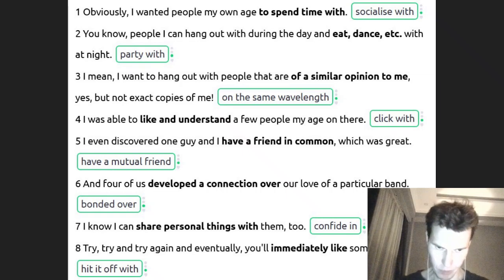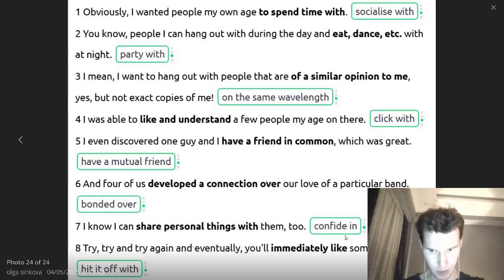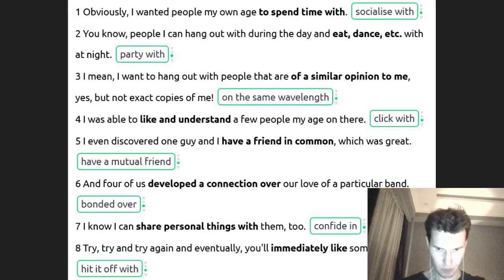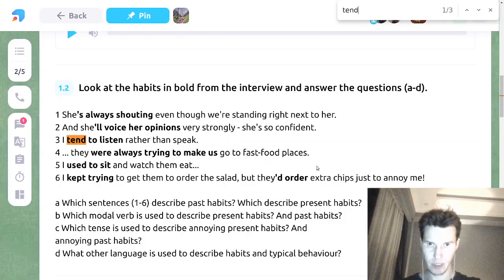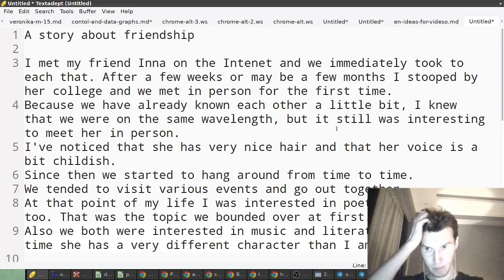No, it's about trust, I believe. I'm thinking about this: confide in. I know I can share personal things with them to have a mutual friend. Oh, by the way, we had a mutual friend. I need to use this phrase in this case. Okay.